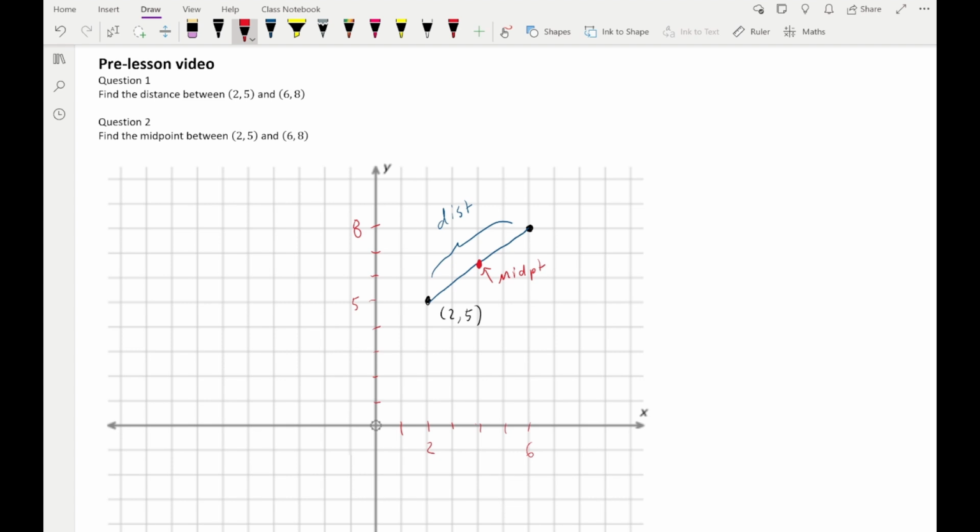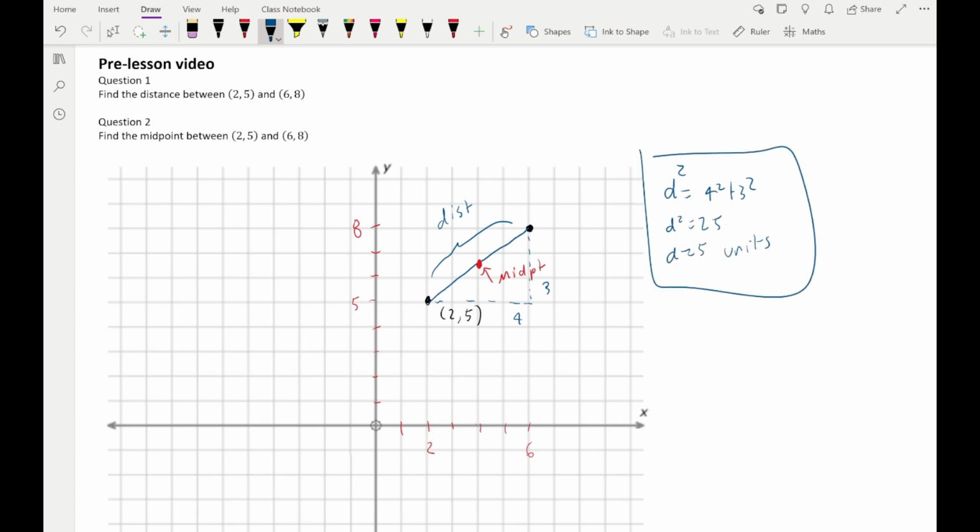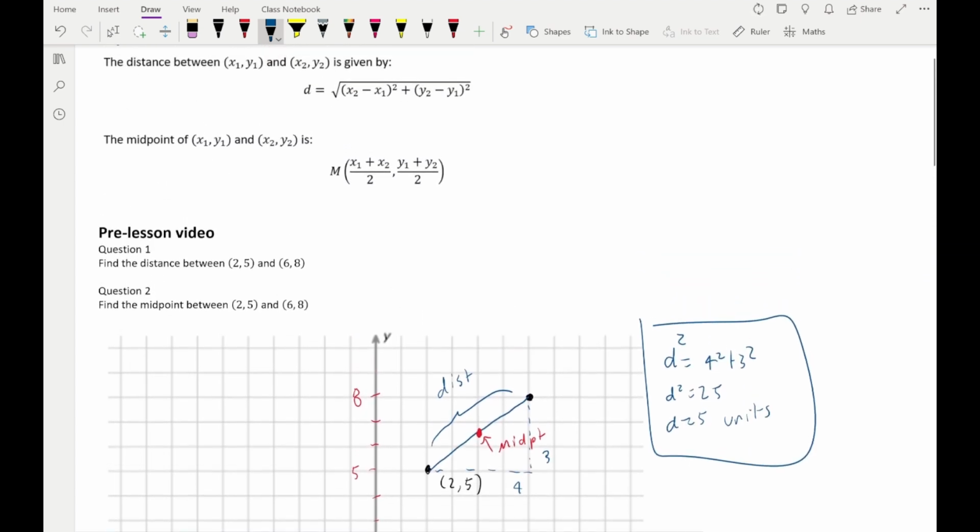So if we think about how I would find the distance of that, you might notice we have a right-angled triangle there, and that's got a width of 4 and a height of 3. So we could do Pythagoras on it. Distance squared equals 4 squared plus 3 squared. So distance squared equals 25, so distance equals 5 units. So that's what we're expecting to get for our answer. Maybe let's use the distance formula and see if we get the same thing.